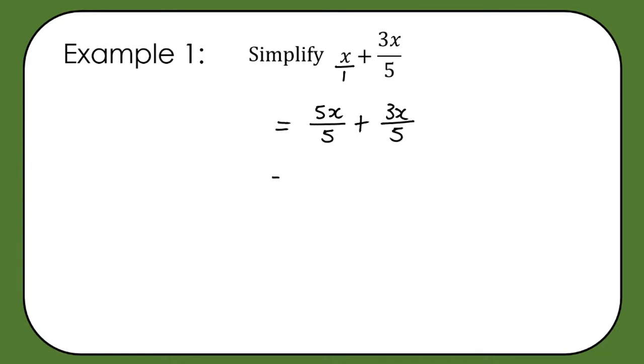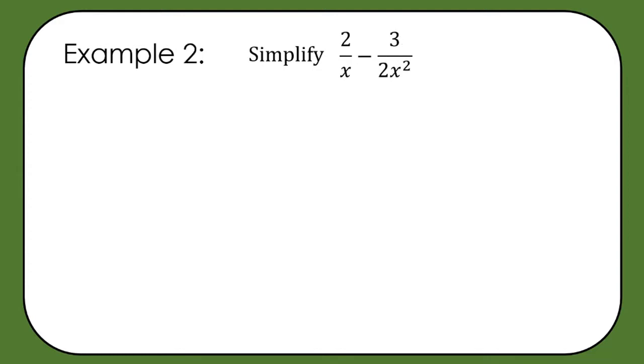And so now we can add those two fractions together now that we've got like fractions. We've got 5x fifths plus 3x fifths. So in total we've got 8x over 5. We need to make sure that our answer is in simplest form. There are no common factors between 8 and 5, and there are also no pronumerals in common.